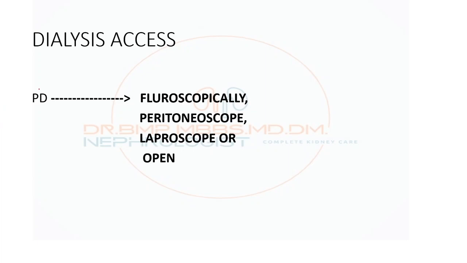First, regarding the peritoneal dialysis. Here in Harrison, they have mentioned in the initial paragraph the modalities by which this PD catheter can be placed. It can be placed fluoroscopically. It is nothing but a blind procedure where we can see the guide wire with the help of fluoroscope. Through that, we can place the peritoneal dialysis catheter.